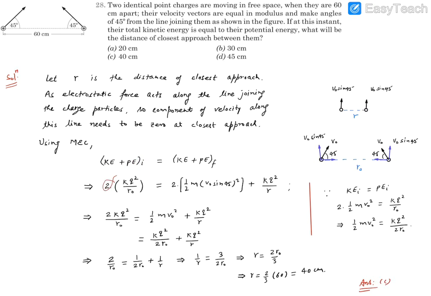So it's 2 times potential energy, which is kq square upon r0, is equal to, we need to write kinetic energy finally. Finally the kinetic energy will have these velocities. So it's like half mv square. In place of v, we are going to write v0 sine 45 square. This is kinetic energy of one particle, multiplying by 2, that is total kinetic energy, plus potential energy, that is going to be kq square divided by r. From here we need to find r.